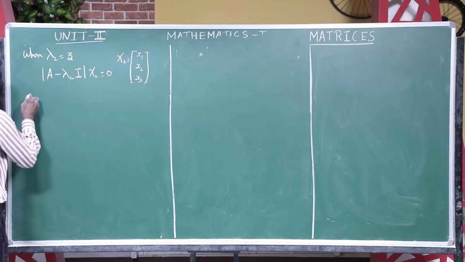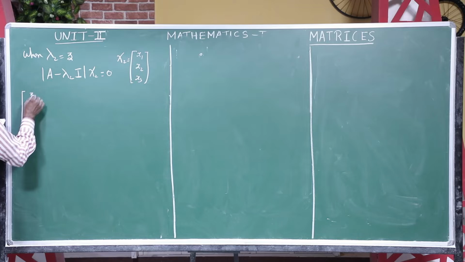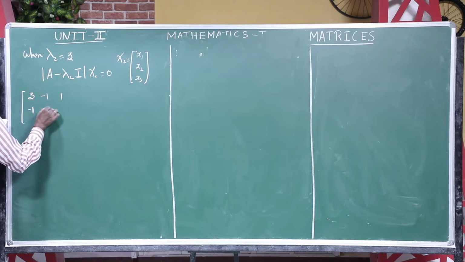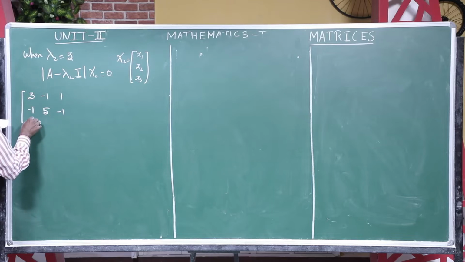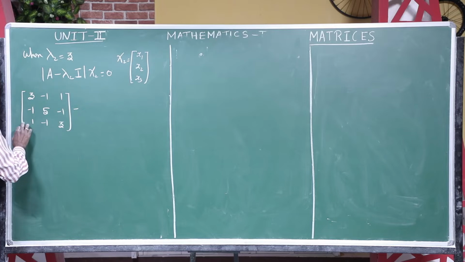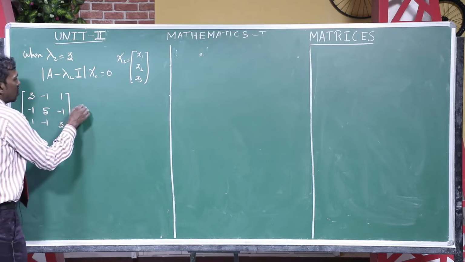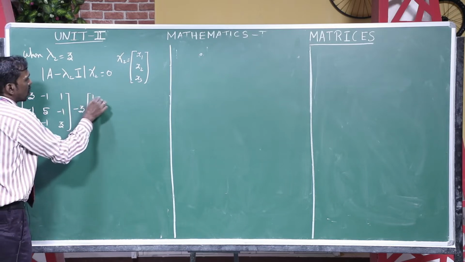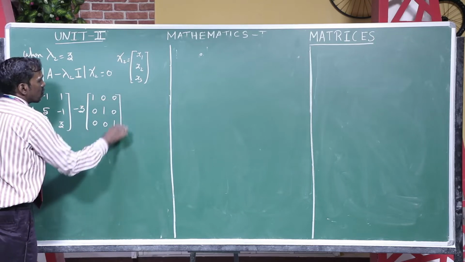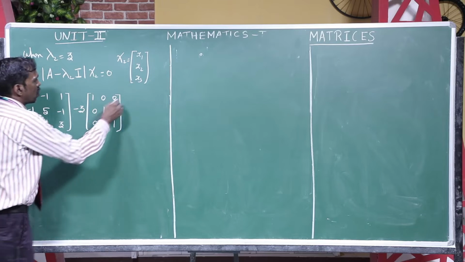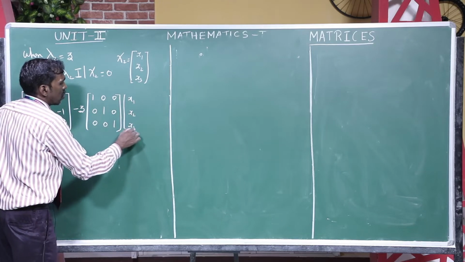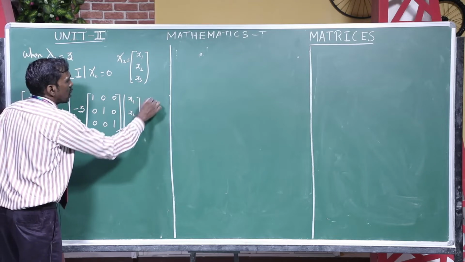We know what our A is. A will be 3, minus 1, 1; minus 1, 5, minus 1; 1, minus 1, 3. So this is our A. Then substitute lambda 2. What is lambda 2 here? 3. And what about your I? The unit matrix: 1 0 0, 0 1 0, 0 0 1. So here A minus lambda 2 I, and x2 will be small x1, small x2, small x3, put equal to 0.